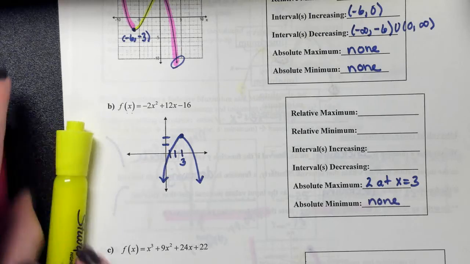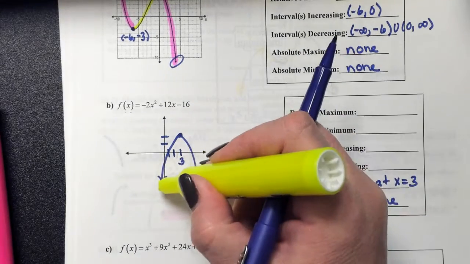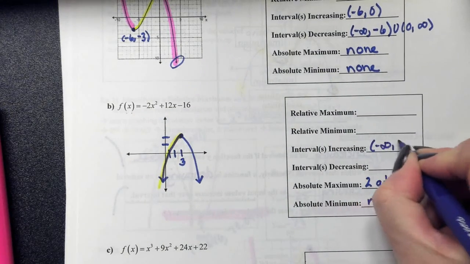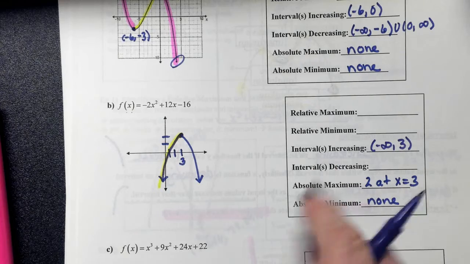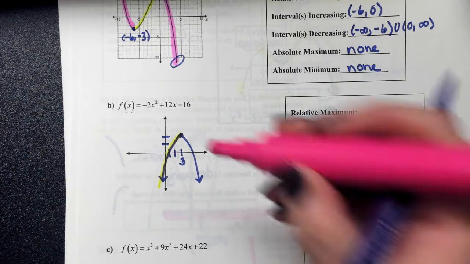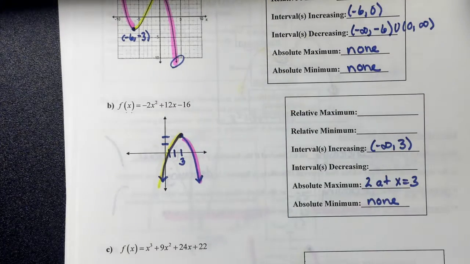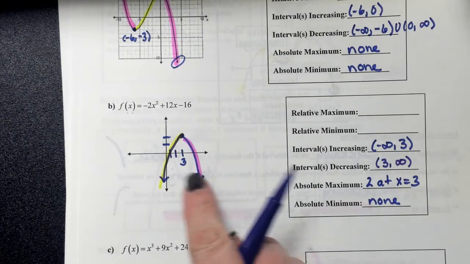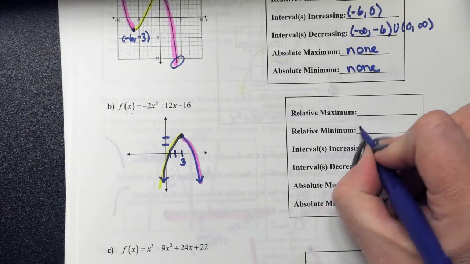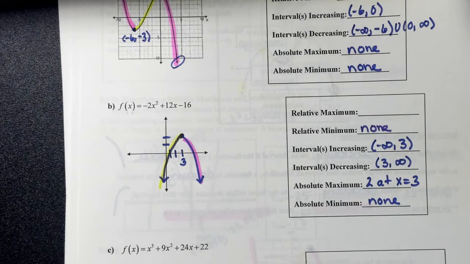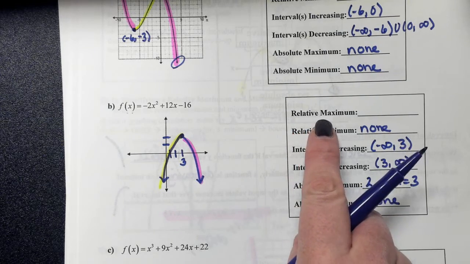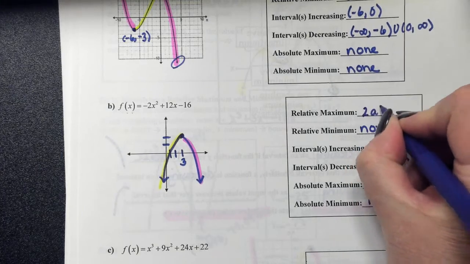Notice I do have an interval of increasing. When I read this graph left to right, I'm increasing from negative infinity to 3. Remember, you always use x values when you're talking about increasing and decreasing. Then notice my pencil goes down, and that's going down from 3 to infinity. I only have this one turning point. There is no relative minimum. However, you have the absolute maximum occurring at (3, 2). You also can consider this a relative maximum as well, which is 2 at x equals 3.